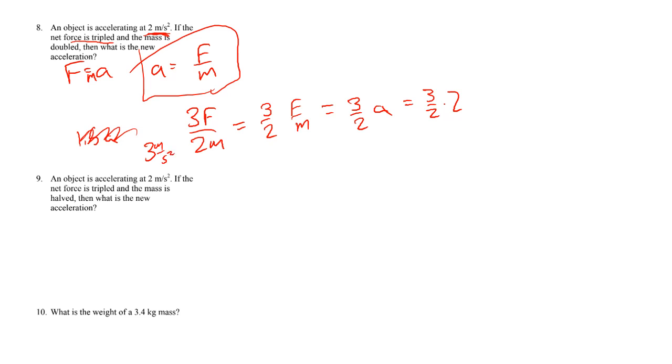Alright, an object is accelerating at 2 if the net force is tripled and the mass is halved. Same kind of idea here. So we're going to triple the net force, and we're going to have 1/2 the mass. So if we split it apart, it's going to be 6 times A, and A is 2, so this is going to equal 12 meters per second squared. Nice.